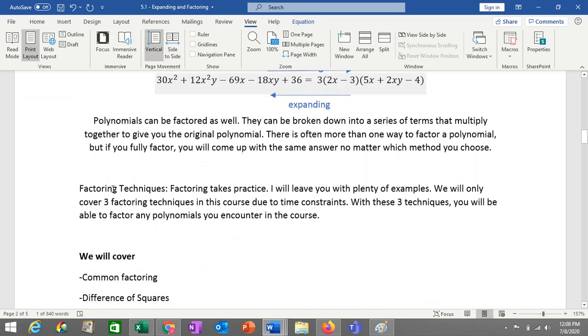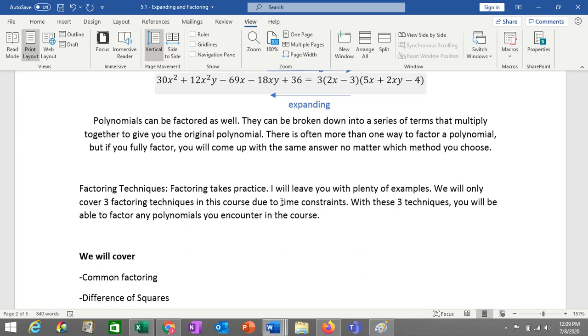Okay, so how do we factor? Well, we said we're going to cover 3 techniques in this course, and this takes a lot of practice. So I highly recommend that you do all of the questions that I've posted for you, because it's not just about knowing what to do. There's a real skill. There's getting used to the numbers. There's feeling out some questions and what you need to do, and that really just comes with practice. So please practice, practice, practice when it comes to factoring.